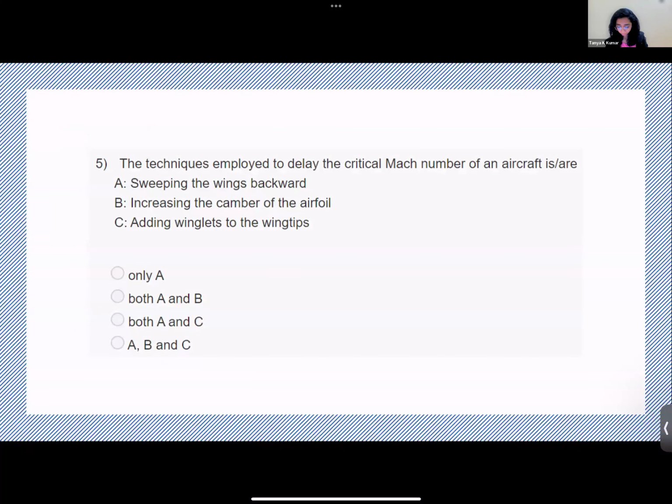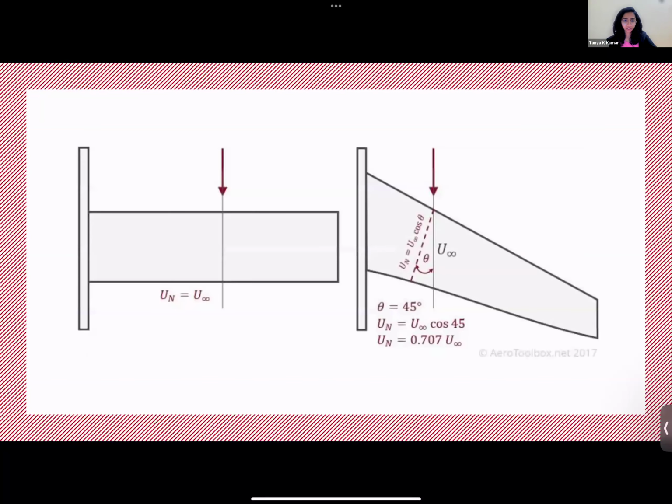Okay. The techniques employed to delay the critical Mach number of an aircraft are... All of these techniques are in some way or the other meant to reduce the drag. Sweeping the wings backward, increasing the camber of the airfoil, adding winglets to the wingtips, all of them reduce the drag, right? So it is all of them. Correct?